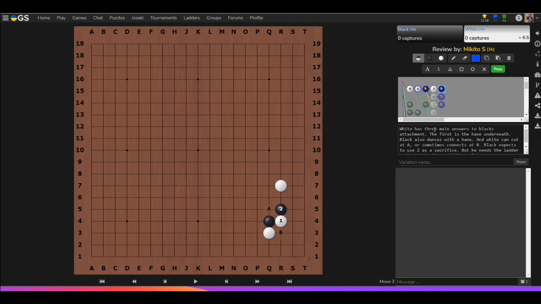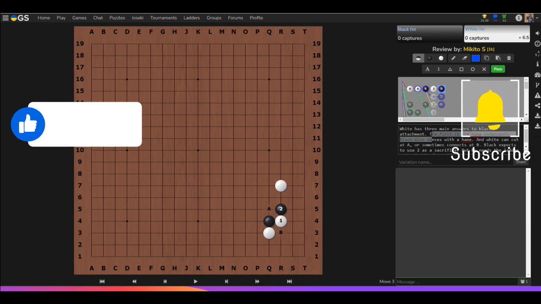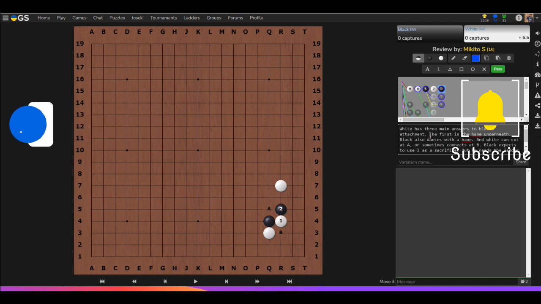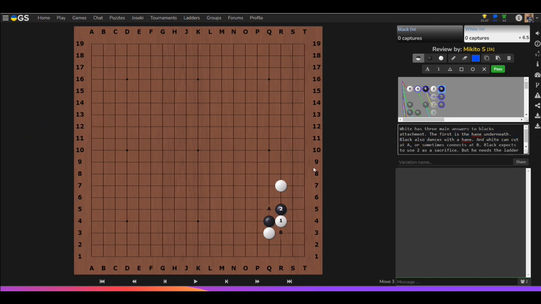White has three main answers to black's attachment. The first is the hane underneath. All these notes publicly available? Yes, actually. I'll give you guys the link on Twitch. I also make YouTube videos, so you guys will be able to get this later as well. But yeah, the first is the hane underneath.